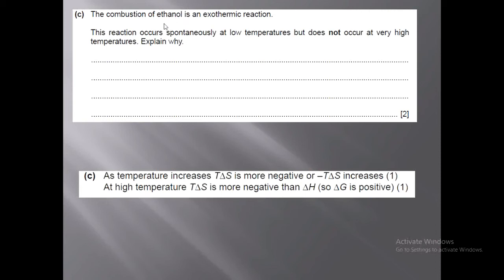So by increasing the temperature, the T delta S factor would increase. When the T delta S factor increases, a more positive answer would come. It means that delta G would be more positive, so at higher temperatures the reaction would be less feasible or less spontaneous. I have given the answer at the bottom of the slide. You can see the answer and compare it with what I have said.